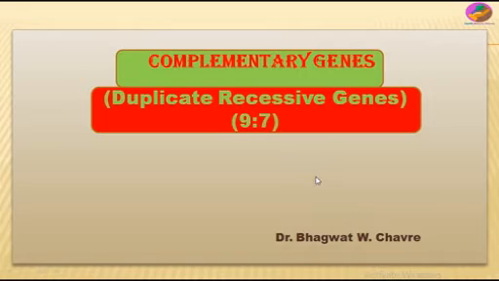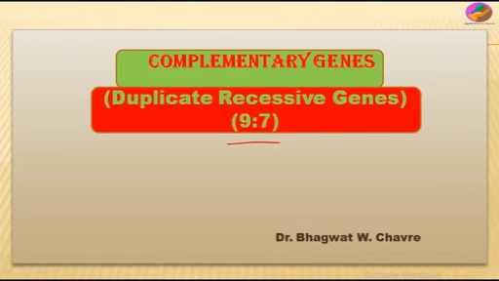In this video we are going to study the first type of genetic interaction, that is complementary genes, also known as duplicate recessive genes, which gives the ratio 9:7. So the Mendelian dihybrid ratio is converted into 9:7. The actual Mendelian ratio is 9:3:3:1, but here you can see that the ratio gets converted into 9:7.